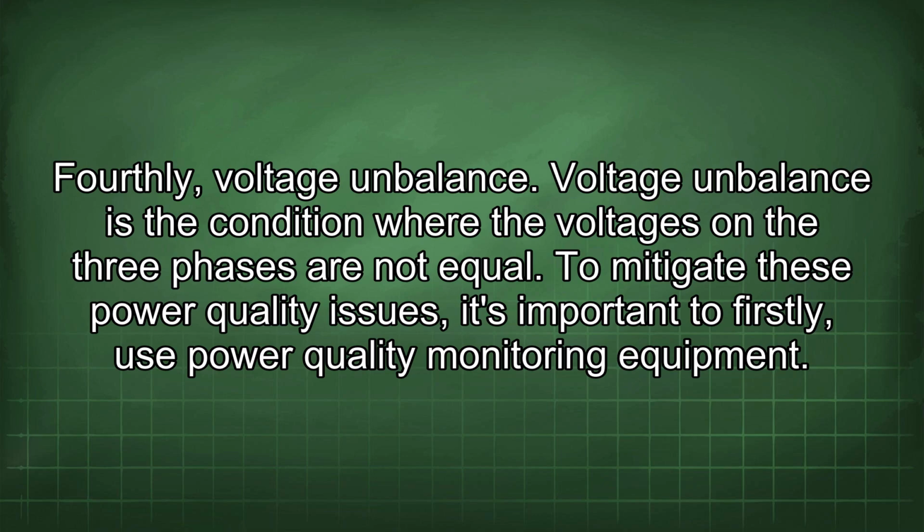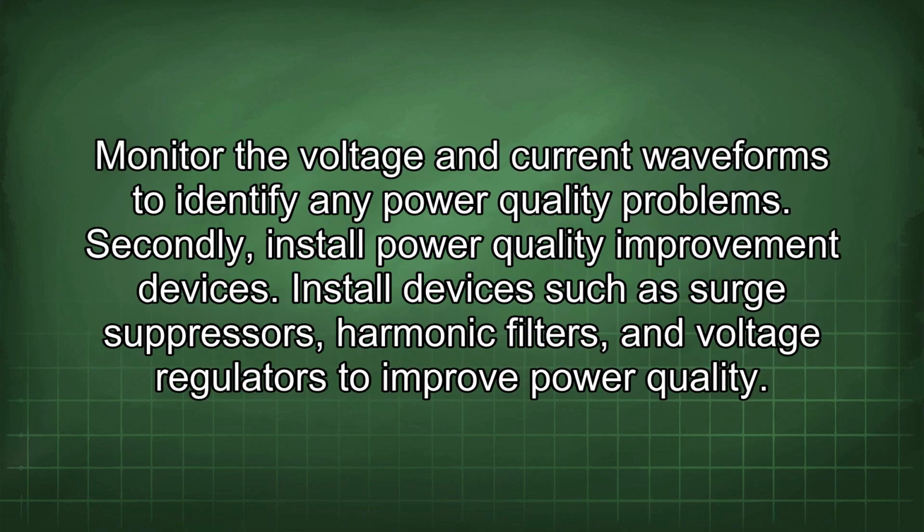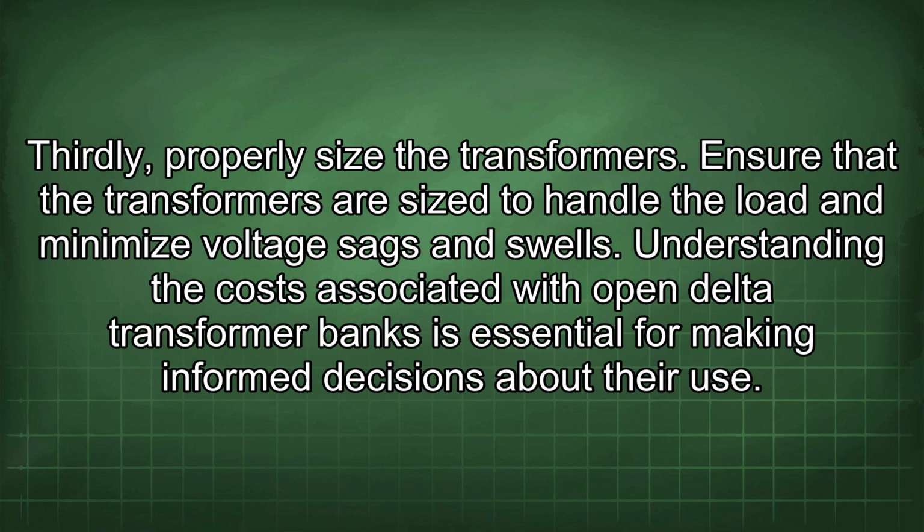To mitigate these power quality issues, it's important to, firstly, use power quality monitoring equipment. Monitor the voltage and current waveforms to identify any power quality problems. Secondly, install power quality improvement devices. Install devices such as surge suppressors, harmonic filters, and voltage regulators to improve power quality. Thirdly, properly size the transformers. Ensure that the transformers are sized to handle the load and minimize voltage sags and swells.